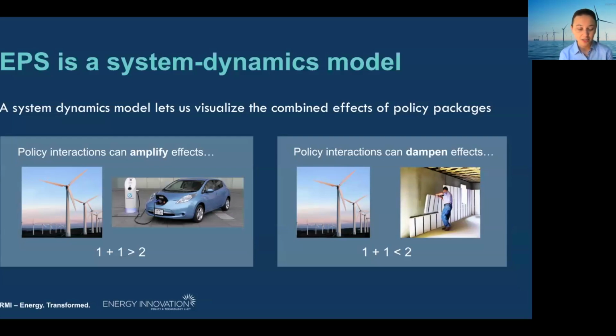The opposite is also true, so policy interactions can amplify effects. For example, if you have a clean electricity grid and add more EVs at the same time, your EVs are going to have more reductions than they would have otherwise because they're now running on cleaner electricity.